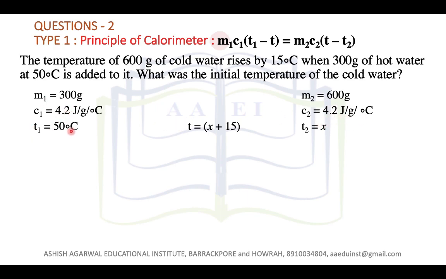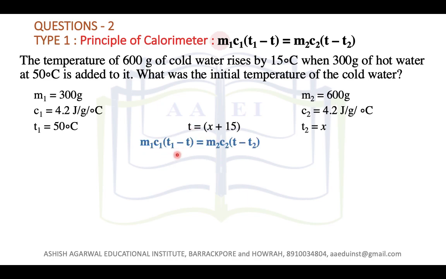Initial temperature of the hot body 50. What I have considered is initial temperature of the cold body, which we need to find. We have taken it at x. And since it is given that the temperature of the cold water rises by 15 degrees Celsius, it is so obvious that the intermediate temperature is going to be x plus 15. So previously the cold body temperature was x, and if it rises by 15 degrees Celsius, it is gonna be x plus 15. So again, like the previous question, we have noted down all the parameters.